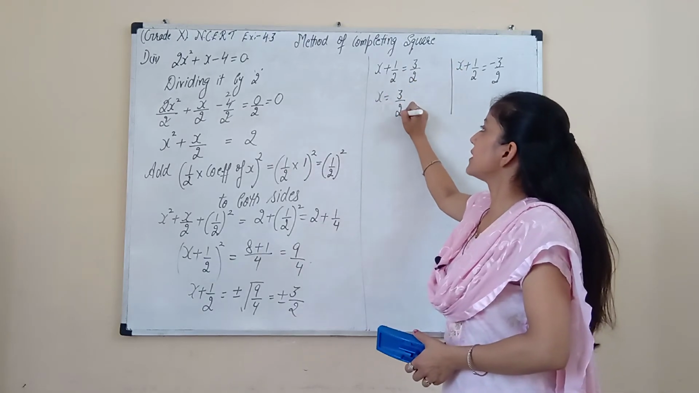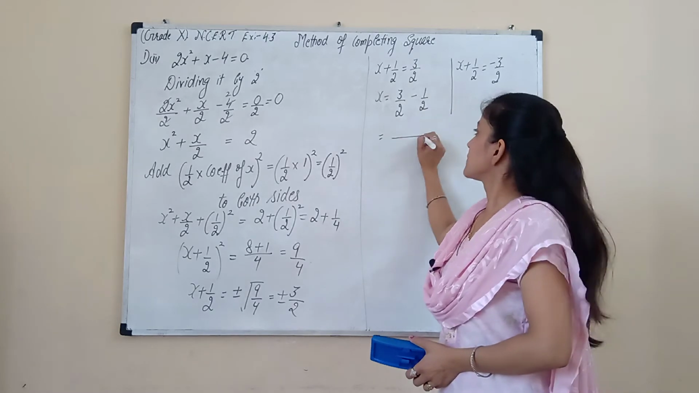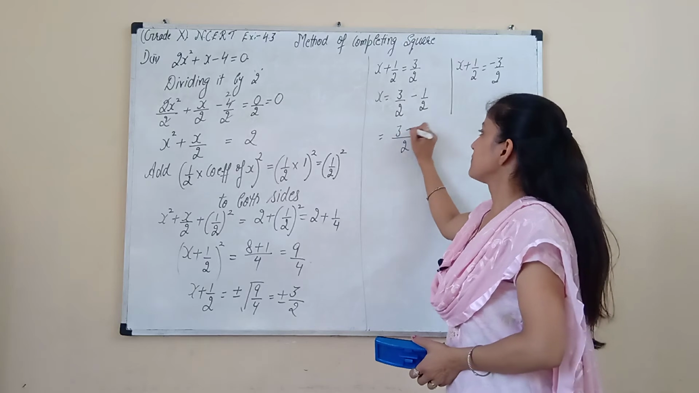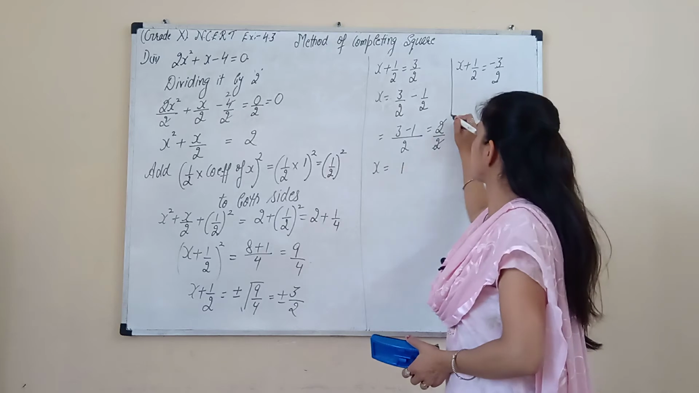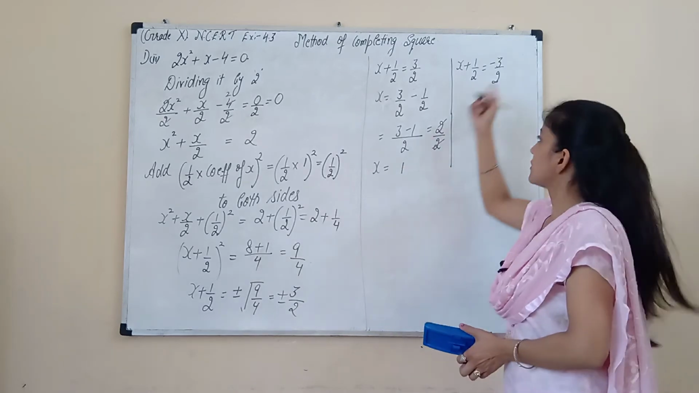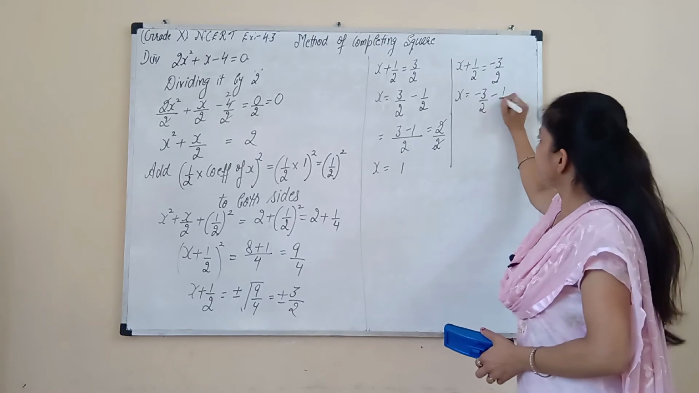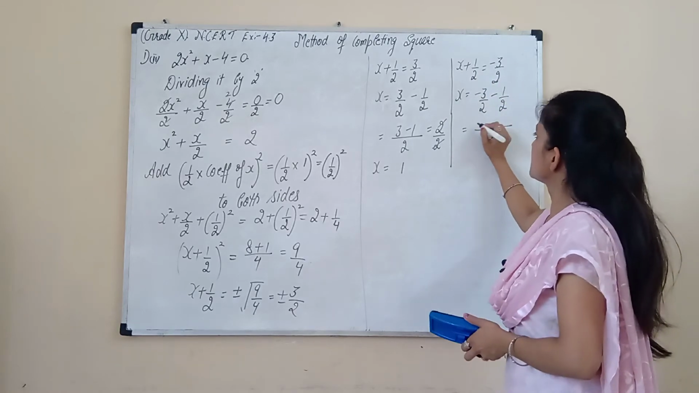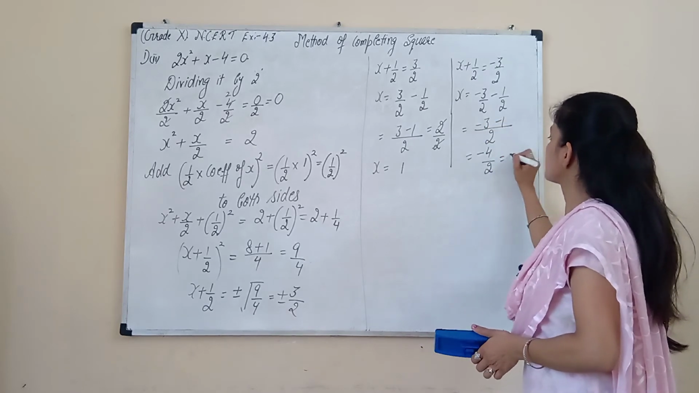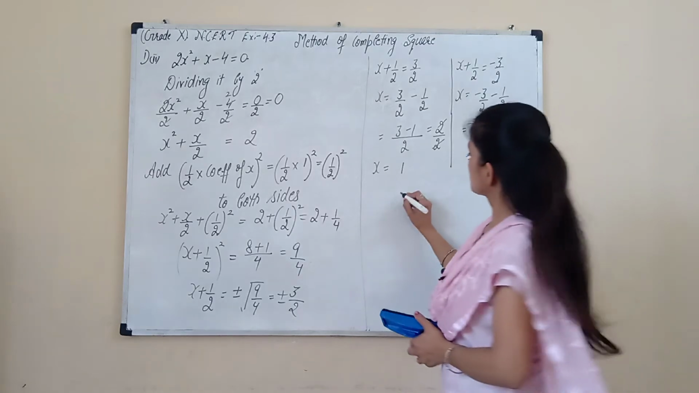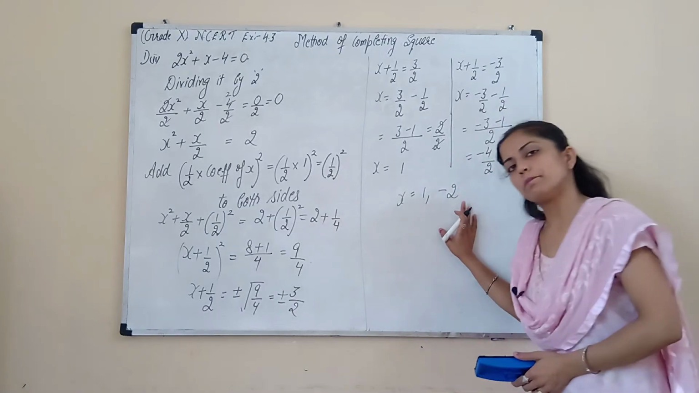So that means 3/2 minus 1/2. Now taking 2 as the LCM, 3 minus 1 is 2 upon 2. After cancellation, the first value of x is 1. Same on the other side: half is positive, on the right-hand side it becomes negative. Taking 2 as the LCM, minus 3 minus 1 becomes minus 4/2, and after cancellation it is minus 2. So for this quadratic equation our values are 1 and minus 2.